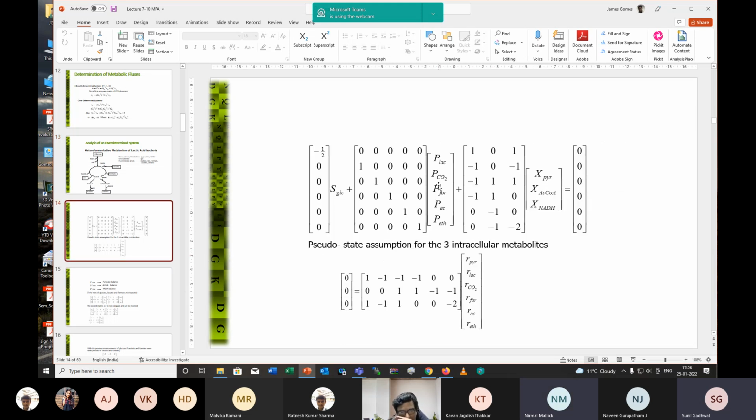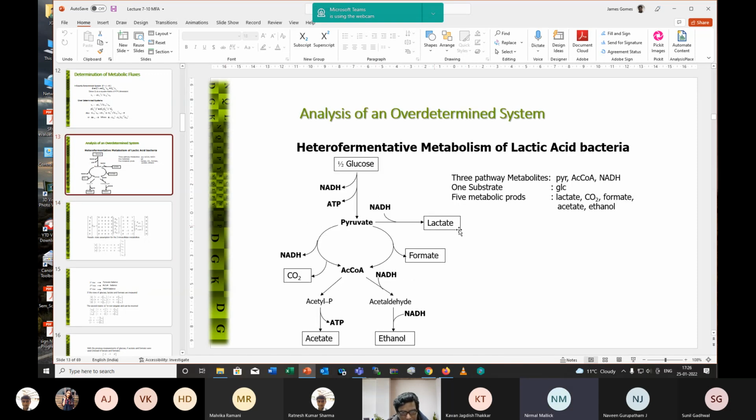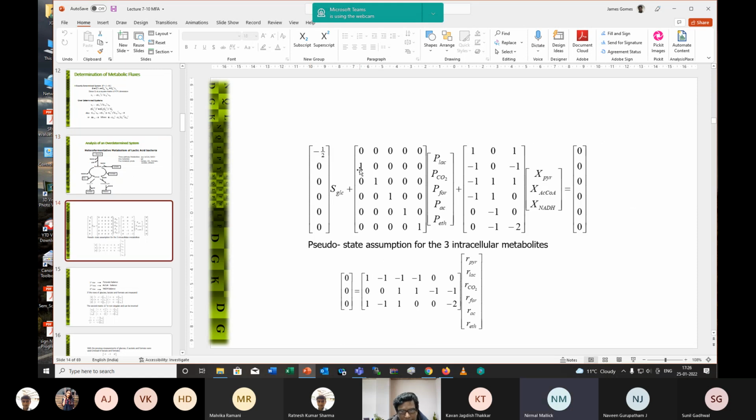Pyruvate is here. So minus pyruvate, but where is lactate here? The lactate will come in. This first equation only, right? No, this one. So plus lactate. The second equation is plus lactate, because lactate is being produced. So plus lactate.